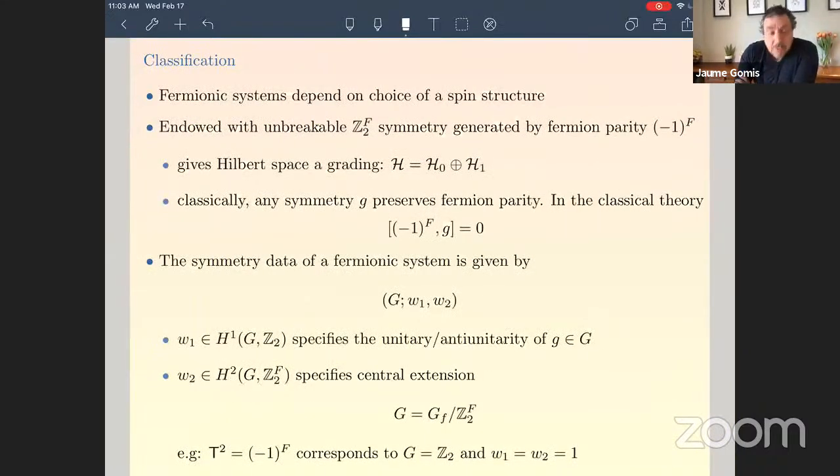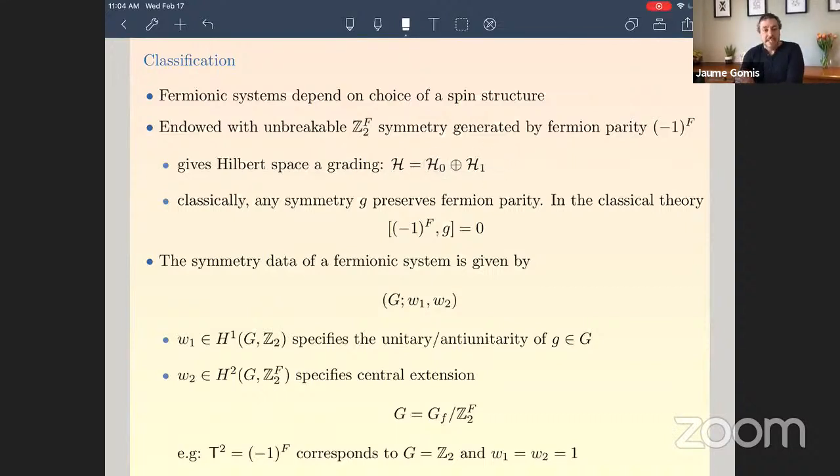Yeah. So now let's consider the same question for fermionic systems. To define fermionic systems, you have to choose a spin structure. Someone has to tell the fermions what to do when they go around an uncontractable loop in spacetime. Another important thing about fermionic systems is that they're endowed with an unbreakable Z2 symmetry generated by fermion parity. That's what gives the Hilbert space a grading, and it splits into bosonic states and fermionic states.